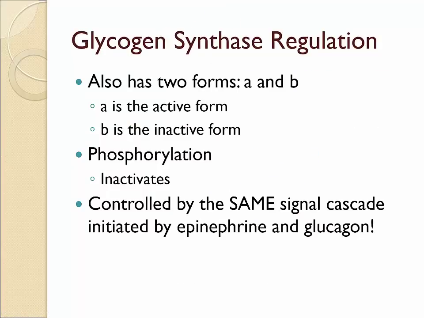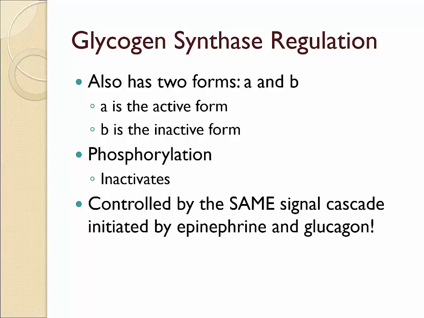How is glycogen synthase regulated? It also has two forms, A and B, where A is the active form and B is the inactive form. However, in this case, different from phosphorylase, phosphorylation inactivates the enzyme. Okay? So B is the phosphorylated form of glycogen synthase, and it is inactive, where A is the non-phosphorylated form of glycogen synthase, and it is active.